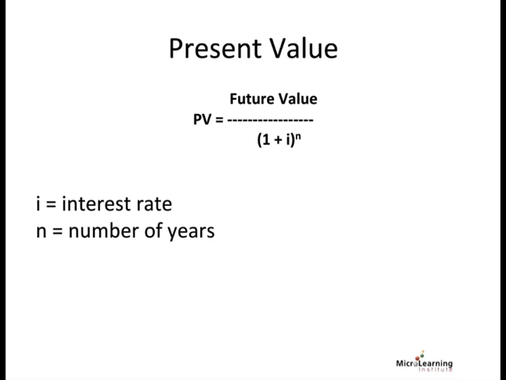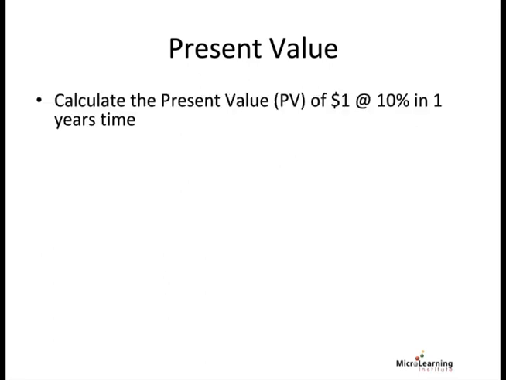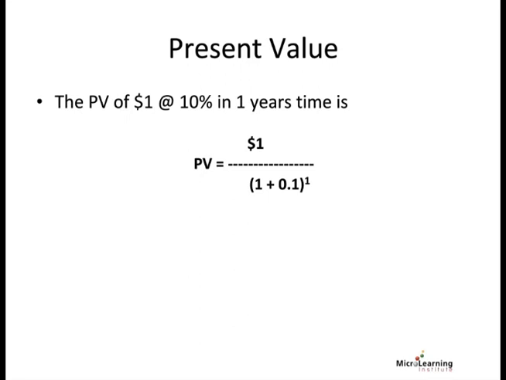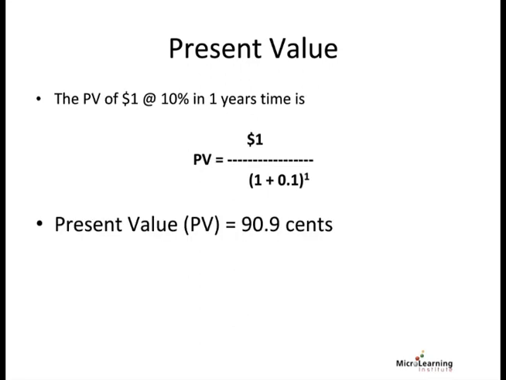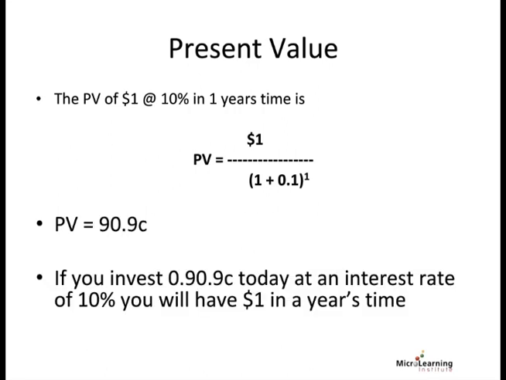We can calculate the present value of a future cash flow by using this formula. We can use the formula to calculate the present value of $1 at 10% in 1 year's time. Replacing the values in the formula, we can calculate that the present value of $1 at 10% in 1 year's time is 90.9 cents. That is, if you invest 90.9 cents at 10% for 1 year, it would grow to $1.